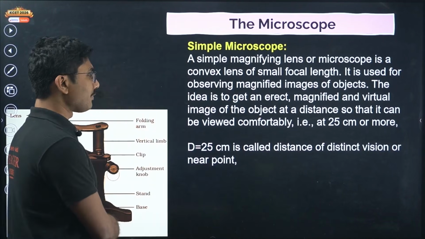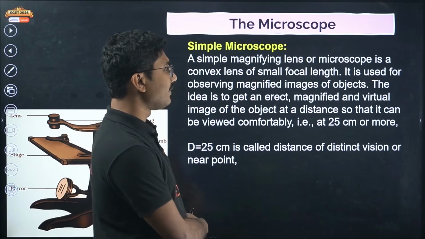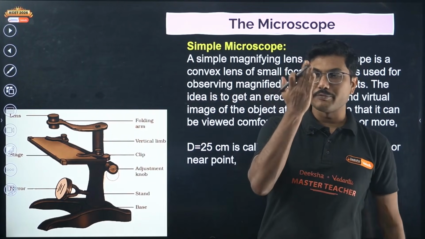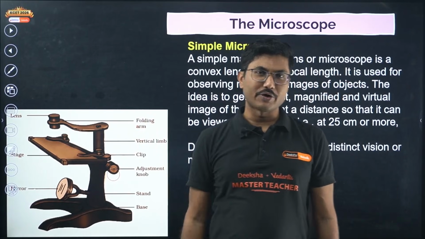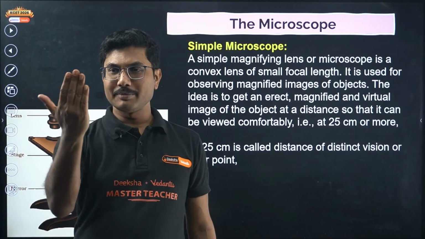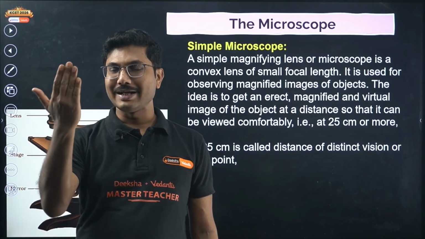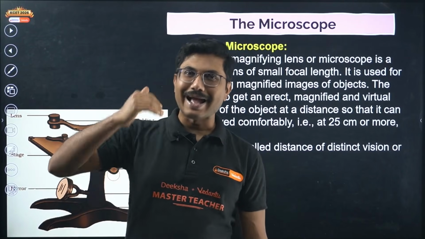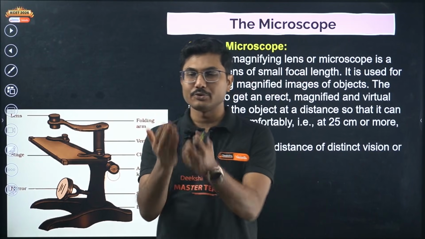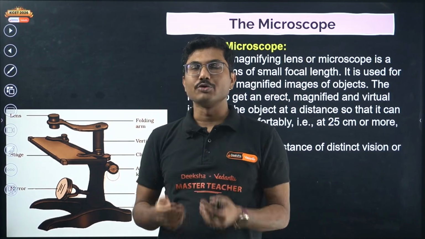D is equal to 25 centimeter is called the distance of distinct vision or near point. So even if you think that if you keep an object very close to your eye, you can clearly see, actually it is not true. The minimum distance to observe something very clearly and with relaxed eyes is 25 centimeters. So that's why it is recommended that you should not bring a book very close to your eye.